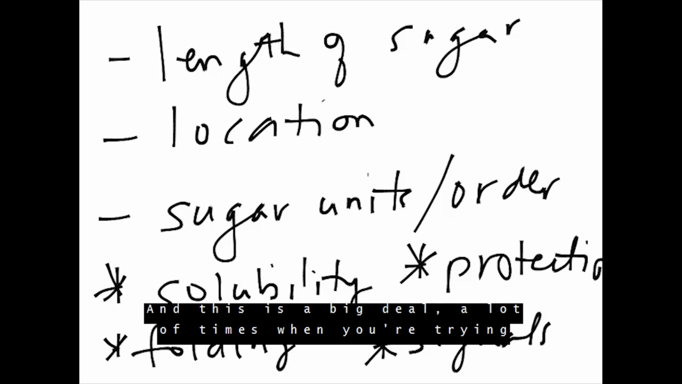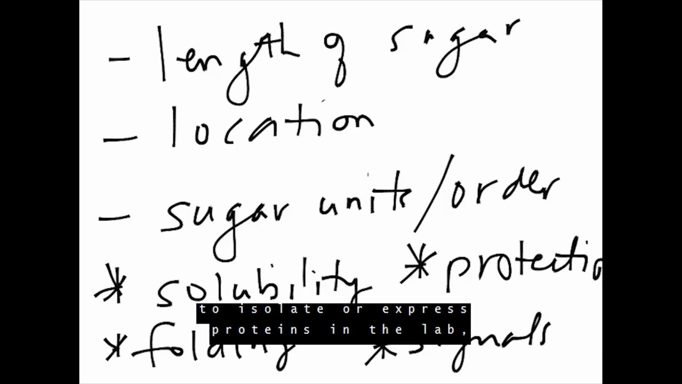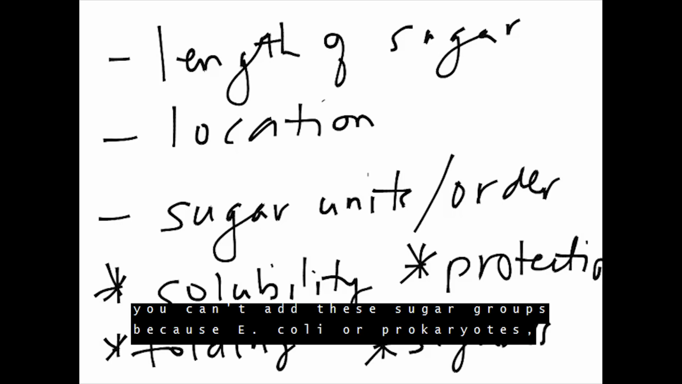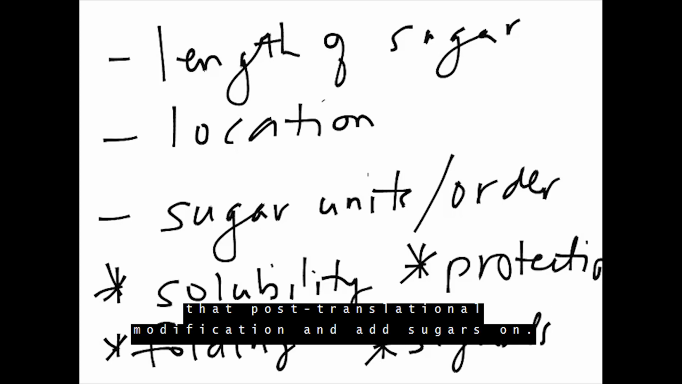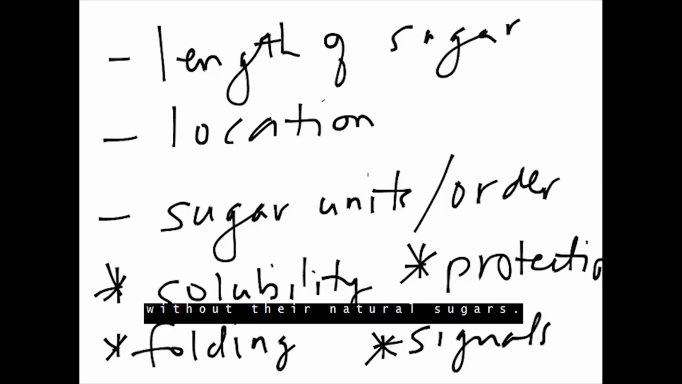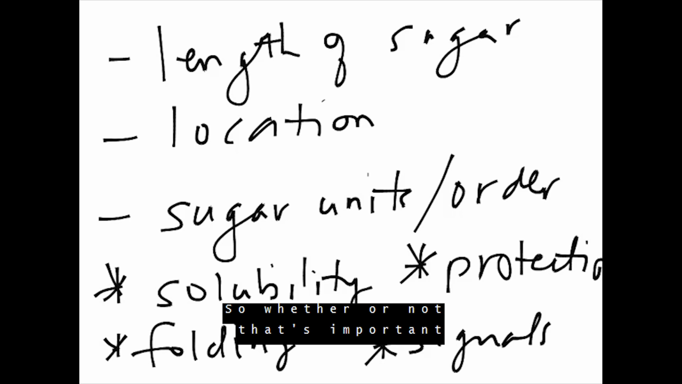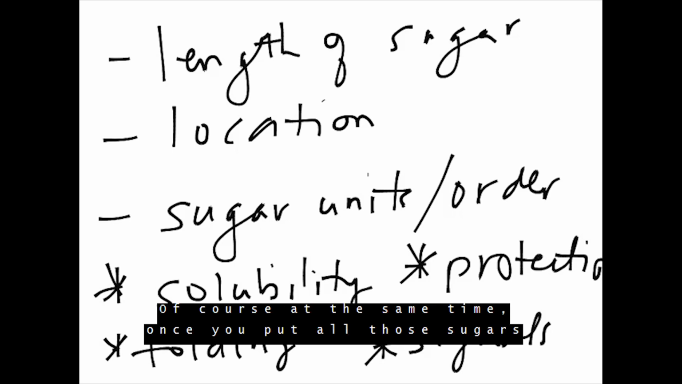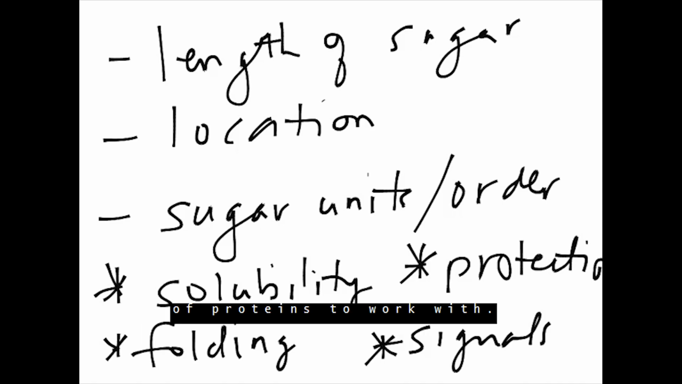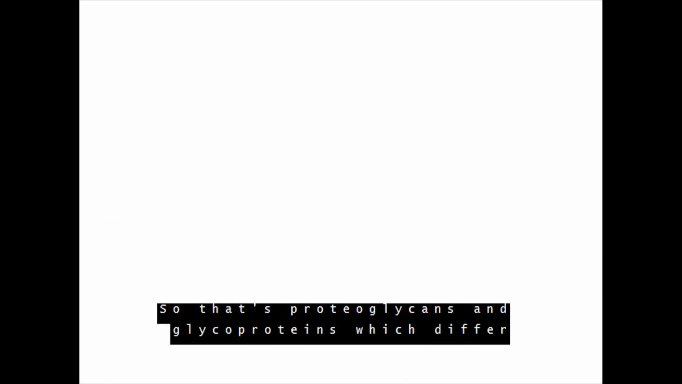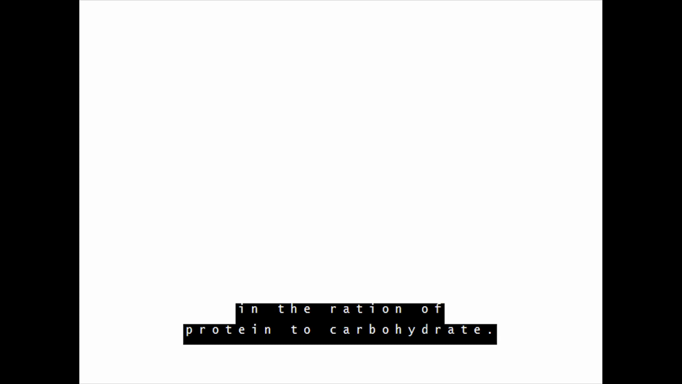And this is a big deal. A lot of times when you're trying to isolate or express proteins in the lab, for example, by expressing them in bacteria, you can't add these sugar groups because E. coli are prokaryotes. They don't have the ability to do that post-translational modification and add sugars on. So you start making these proteins without their natural sugars. So whether or not that's important for function is something to consider. Of course, at the same time, once you put all those sugars on there, you end up with a very heterogeneous population of proteins to work with. So that's proteoglycans and glycoproteins, which differ in the ratio of protein to carbohydrate.